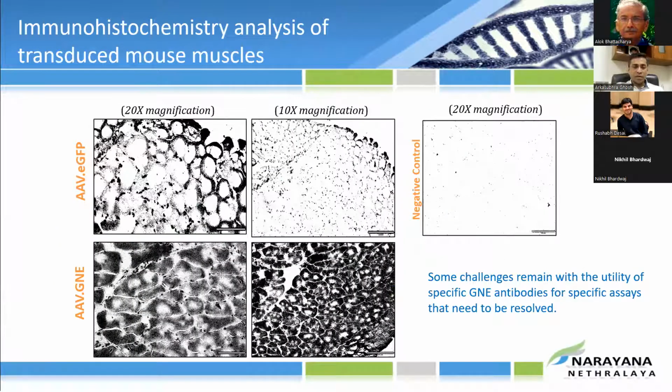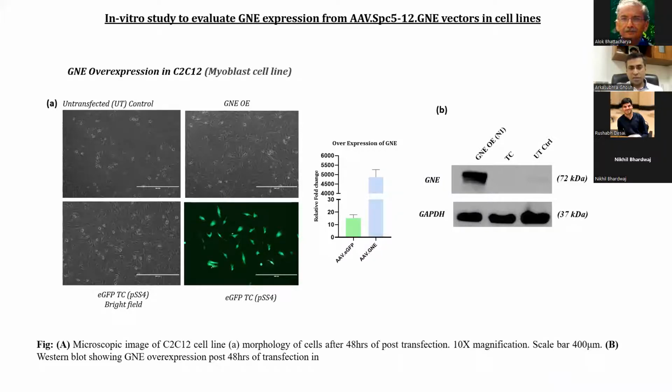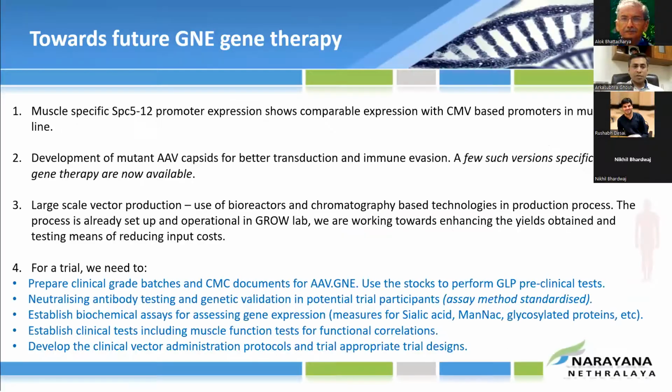We of course need to look at these vectors in a proper animal model, which replicates the disease. However, to develop the vectors further, we moved the GNE gene into a muscle-specific promoter, which is the SPC512 promoter. And we did the same thing. We tested those SPC512 promoter vectors in the muscle-specific cell line, the C2C12 cell line, and we do see similar levels of expression of GNE. So the vectors are ready, they package well, they express.